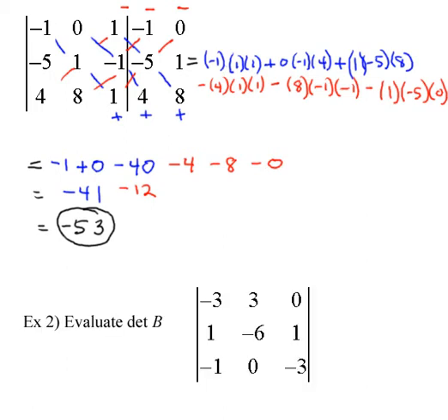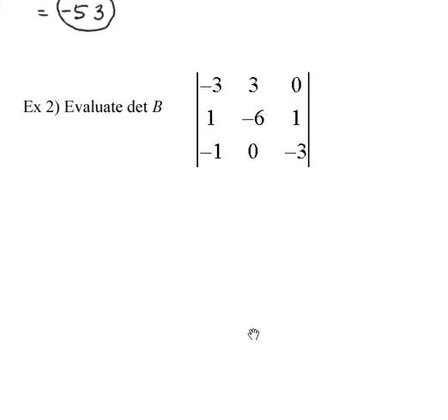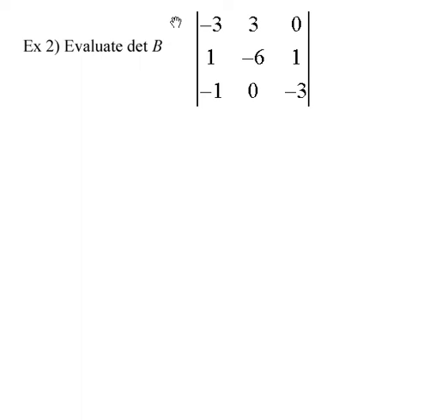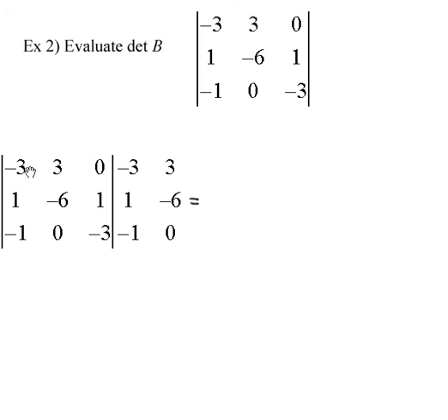Alright, well, let's find another one. Always good to practice. So here's our next 3 by 3 matrix that we want to find the determinant of, because we don't have the square brackets around it. So let's rewrite those first two columns again. Negative 3, 1, negative 1 outside the matrix, and 3, negative 6, 0.